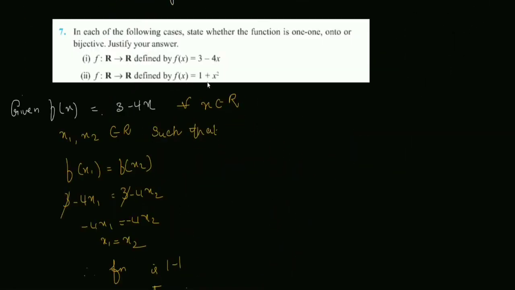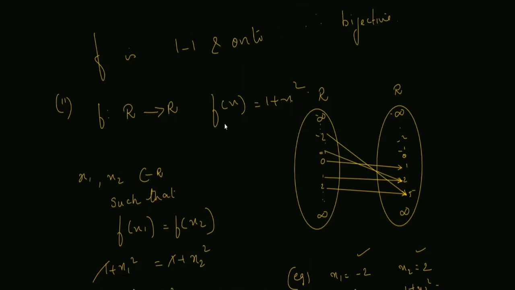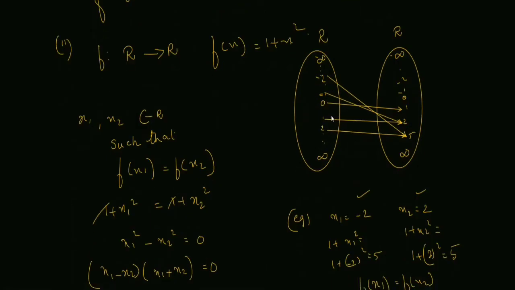Now we'll move on to the second question. f of x is equal to 1 plus x square. The function is from R to R. So if I put x is minus 1 it will go to 2. Plus 1, if you put that also will go to 2. Minus 2 square plus 1 will go to 5. Plus 2 also will go to 5. Different elements have the same image. Therefore, it is not 1 to 1.